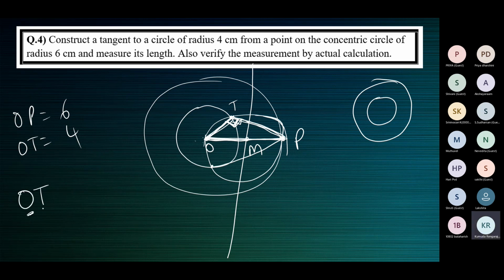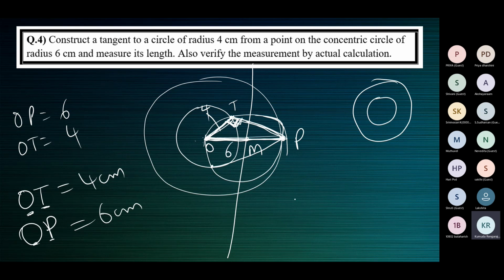OT: O is the center, T is a point on the inner circle. So OT is the radius and the radius is 4 centimeters. O is the center, P is a point on the outer circle. That means OP is a radius, because this is the center and this is a point on the circle. OP is the radius and that is 6 centimeters. So we know that this is 4 centimeters and OP is 6 centimeters.